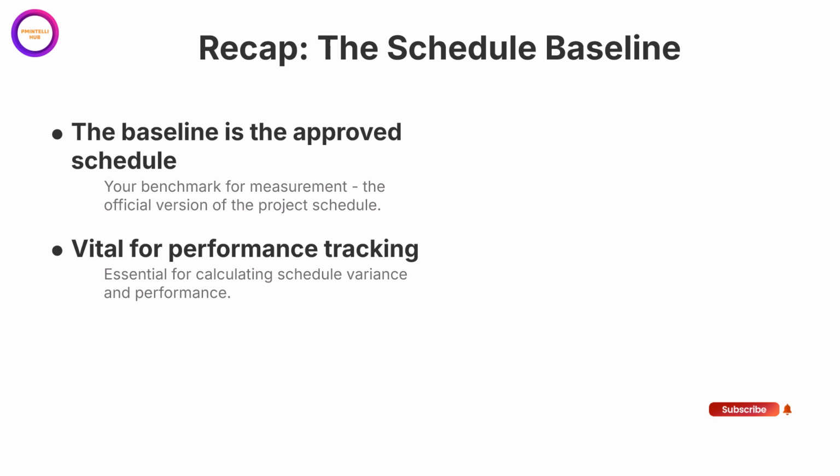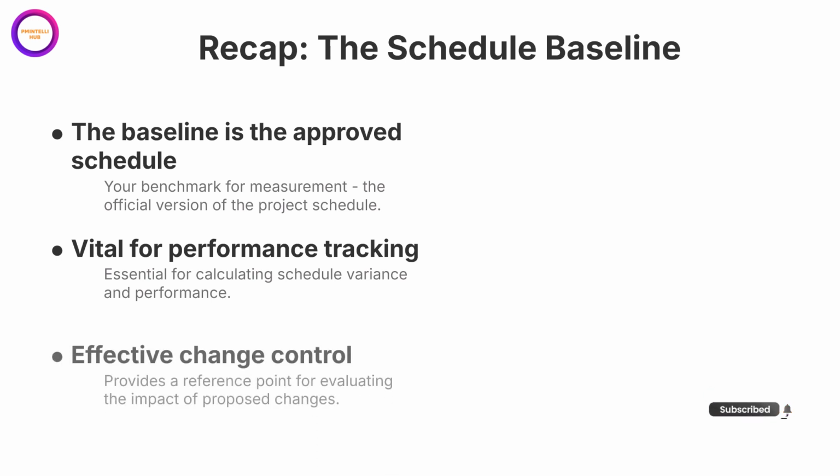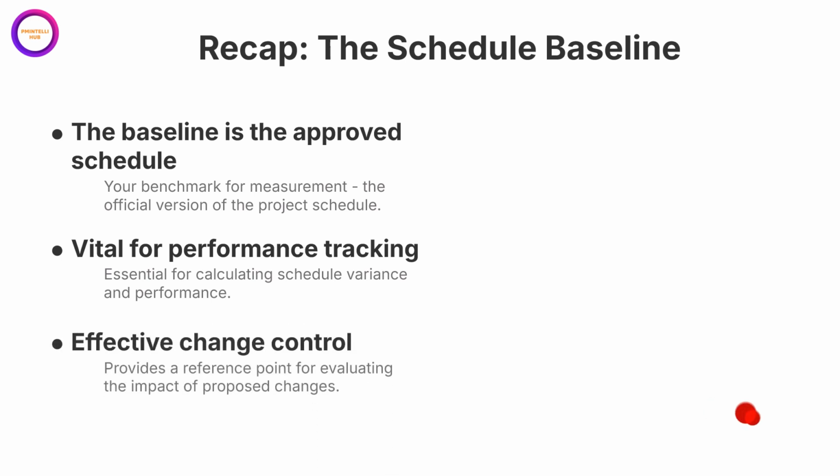Next, the baseline is the cornerstone of effective change control. When a change is proposed, we don't evaluate it in a vacuum. We assess its impact against the stable baseline. This allows us to show stakeholders exactly how a change will affect the timeline, which is critical for making informed decisions.